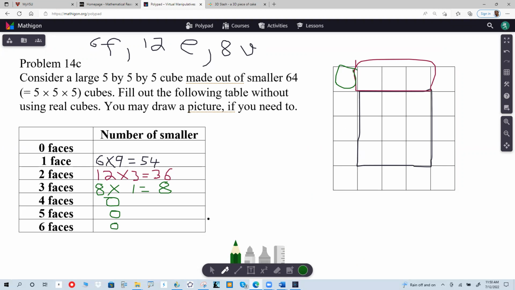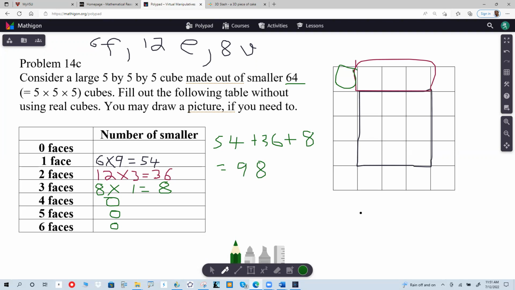All right. Now, to find the 0 faces, I'm going to take 64. First, I'm going to add these guys up. 54 plus 36 plus 8. And this is not too difficult to add. Of course, you can use your calculator. I think it's 98, if I'm not mistaken. There are 98 cubes I have accounted for.